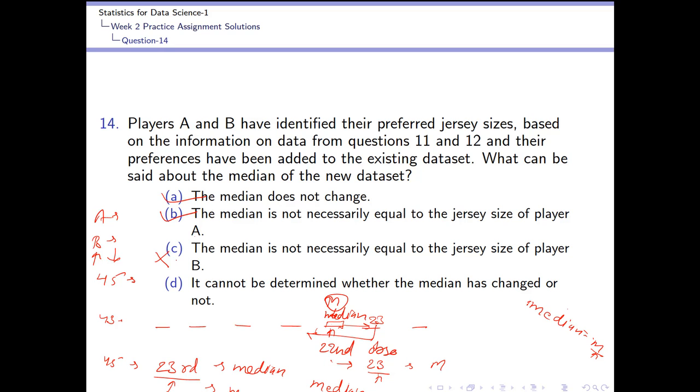Option D, it cannot be determined whether the median has changed or not. This option is again wrong because we have determined that the median will not change.